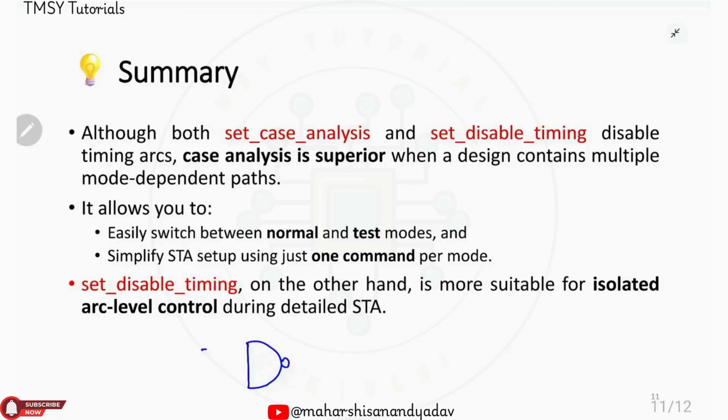Means if you want to disable a particular arc within a particular cell, then you have to go for set disable timing. As I told you, if you are considering a particular NAND gate which has two inputs A and B and output is Y, if you want to disable the timing arc from B to Y, go for set disable timing. If you want to go for set case analysis, it should be used depending upon function mode followed by scan mode. So this is the primary difference between set case analysis and set disable timing.